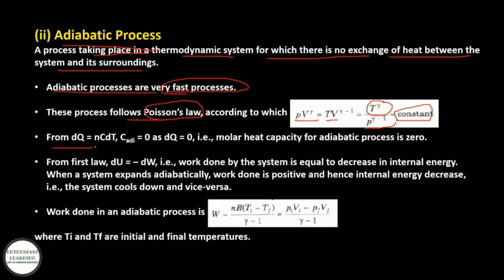From dQ = nCΔT, C in an adiabatic process is 0. So dQ will be 0. That is, the molar heat capacity for an adiabatic process is 0.